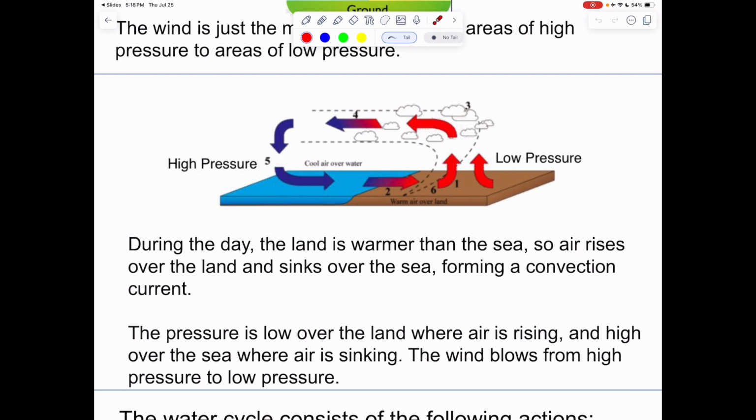This is what happens at the sea. Have you ever been to the beach? So during the day, the land is warm, the sea is cold, so the air moves to the land, then it rises, then it moves back out, drops down. We have our convection current happening, and that creates a breeze because of a high pressure system and a low pressure system. And the wind is going to blow from the high to the low. So our wind is going to blow this way.